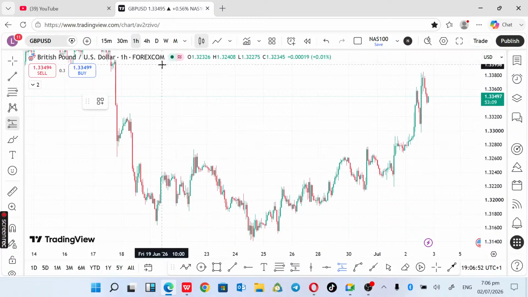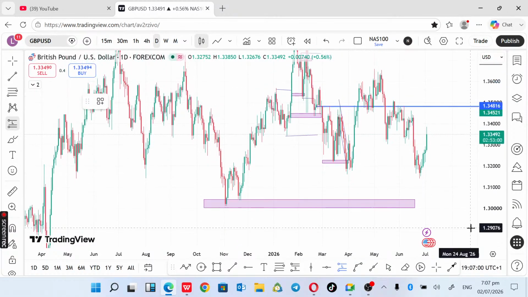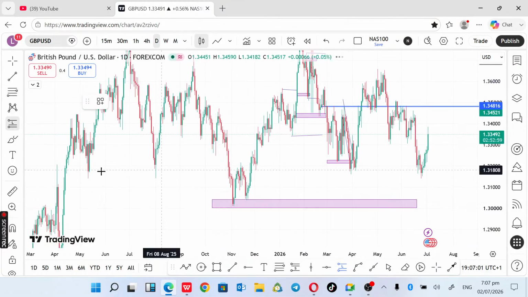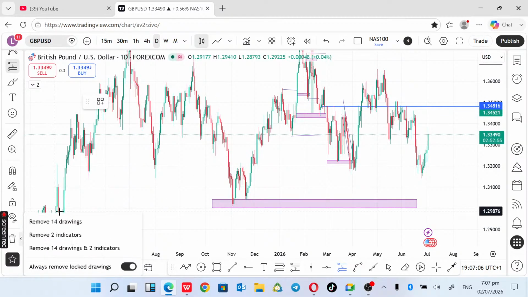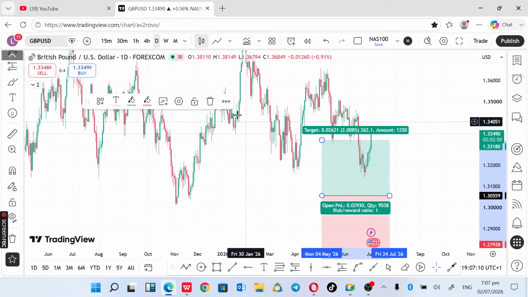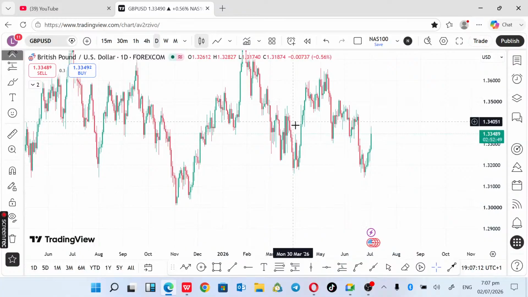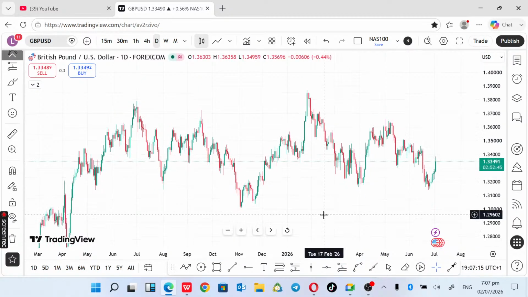So I'm going to start from the daily time frame because I am a day trader. I don't like my trades to exceed over 24 hours. Let me quickly clear this chart so we'll have a clean chart here. All right, so now this is what we are seeing on the daily.